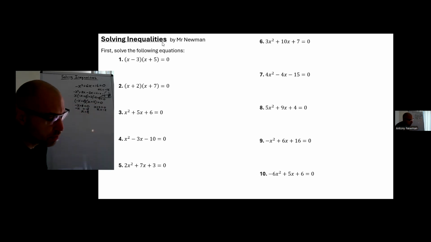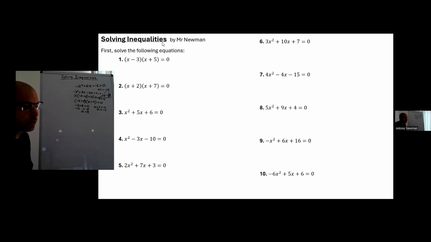There won't always be one positive, one negative. They might both be positive or both be negative or one of each. And let's have a go at question 10 then. Excellent. Yeah, question 10 is all correct.